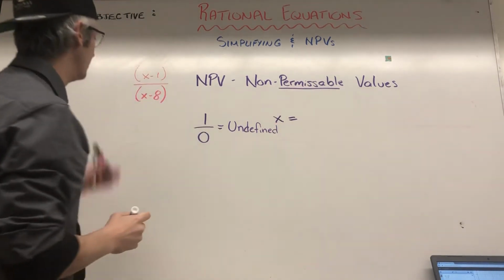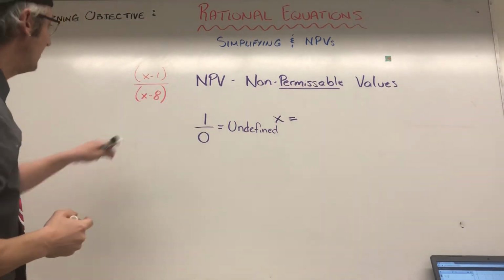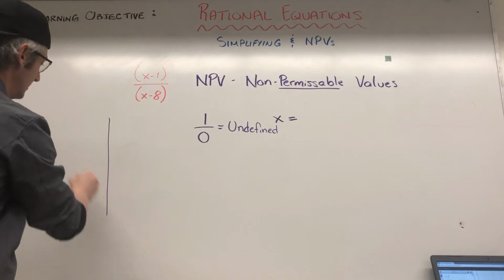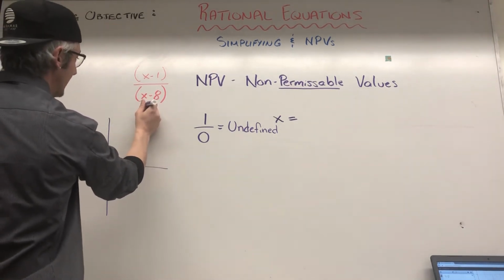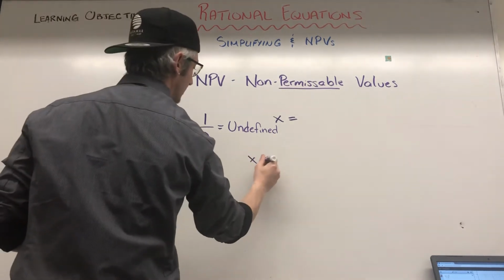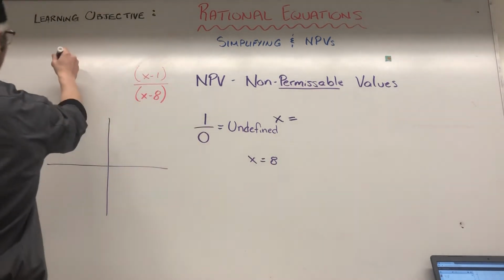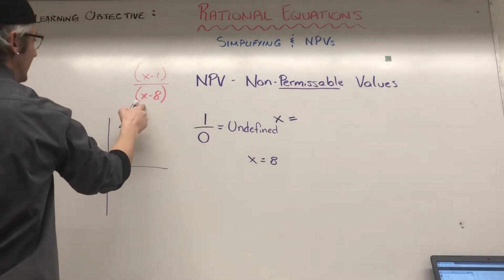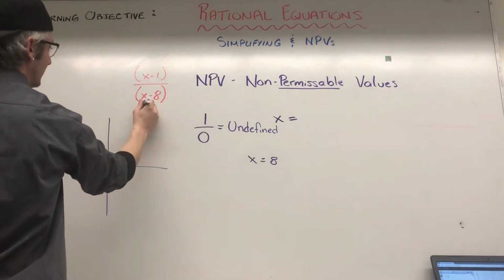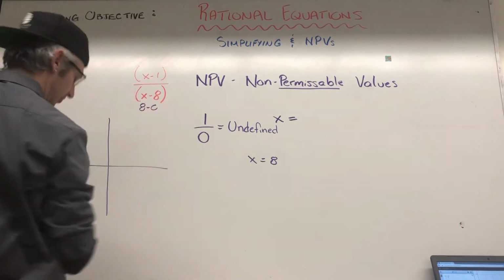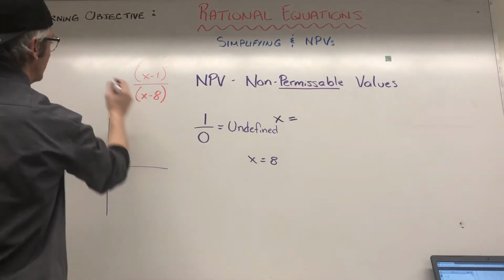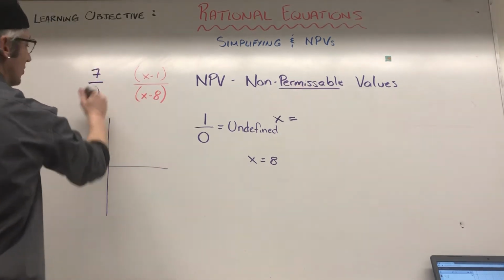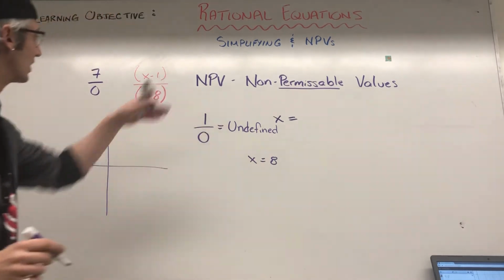So if I were to plot a graph like this, what we would see is when x is equal to 8, x minus 8 is 0. 8 minus 8 is 0. So I will actually get 0 in the denominator, and I'll get 7 divided by 0 when x is equal to 8. That's what this will work out to.